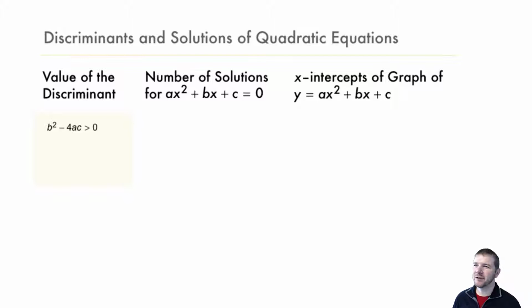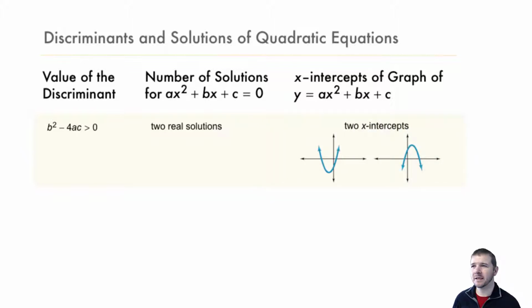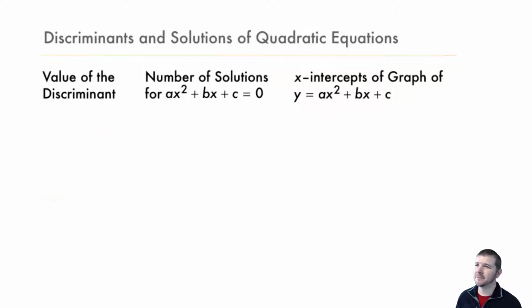First, if the discriminant, b squared minus 4ac, is greater than 0, there are two real solutions. Examples are graphed here. First, an upward opening parabola with two x-intercepts, and on the right, a downward opening parabola, also with two x-intercepts.